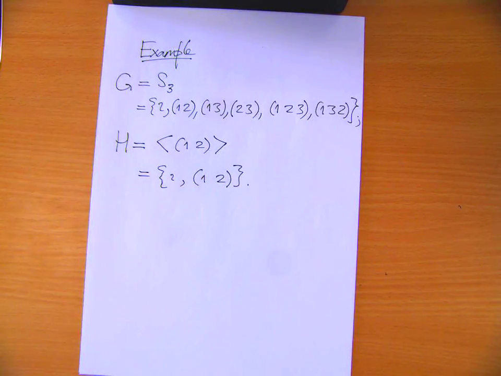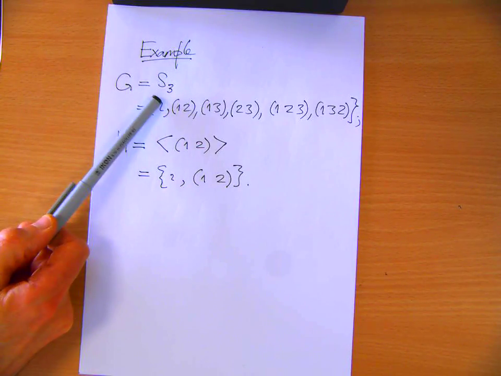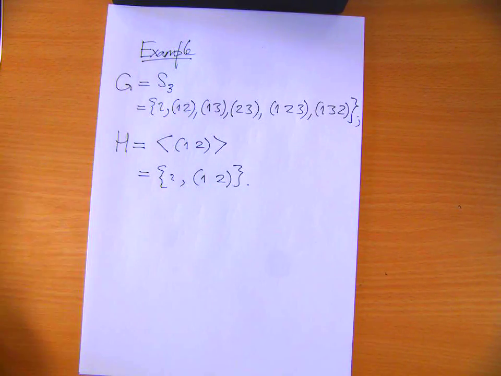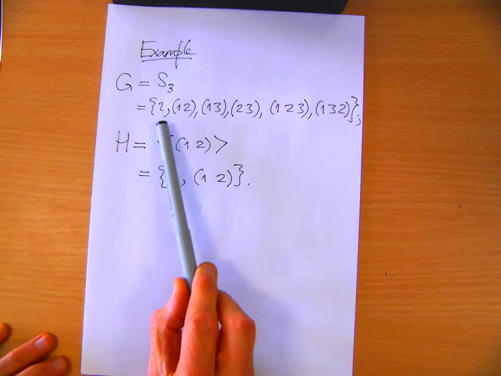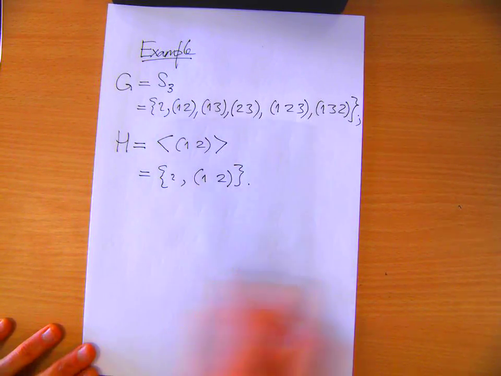We're going to use a familiar group in our example. We're going to take G to be the symmetric group on 3 objects. So that's got order 3 factorial equals 6. And we've written down the elements of S3 quite a few times now in lectures and in tutorials. So there are 6 elements.